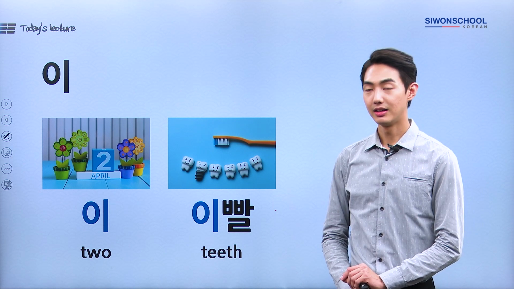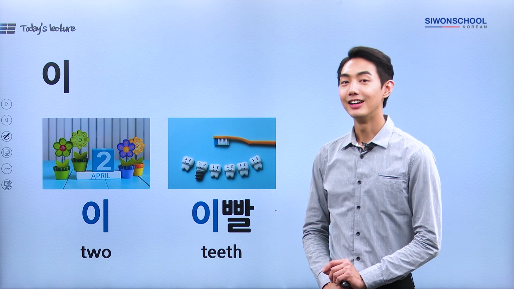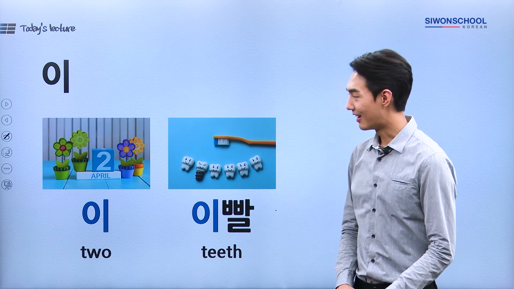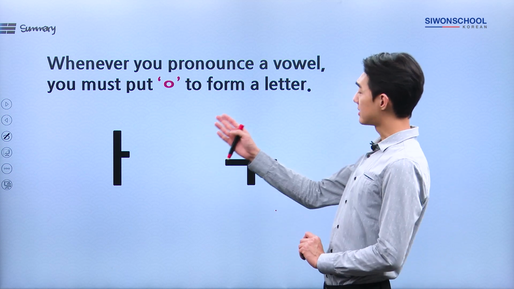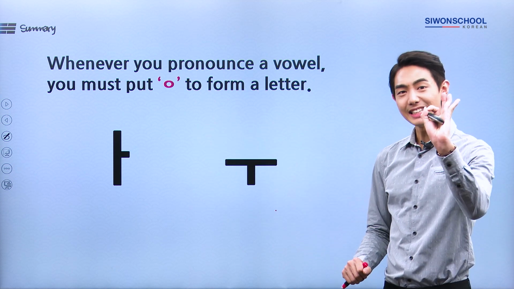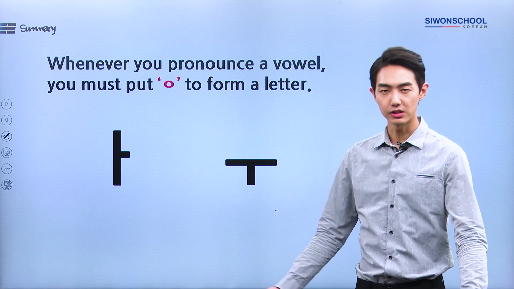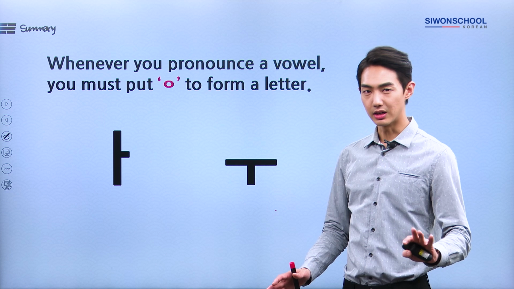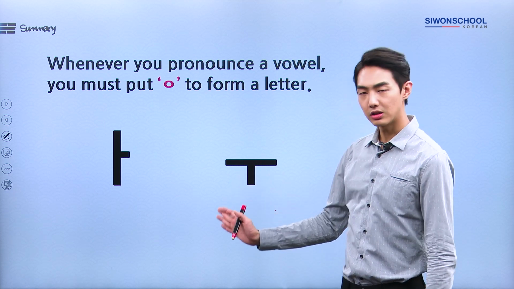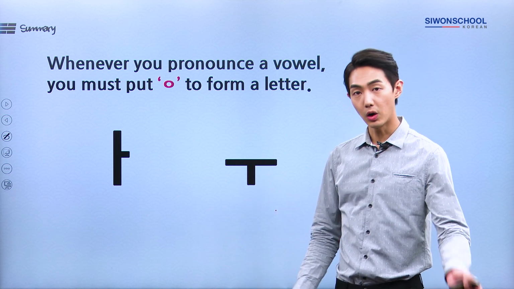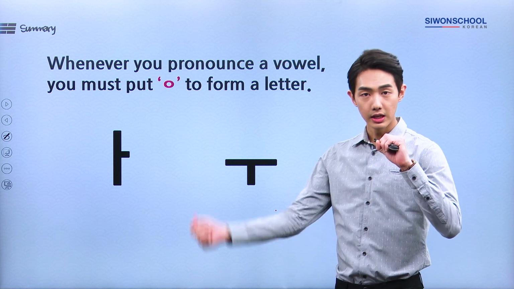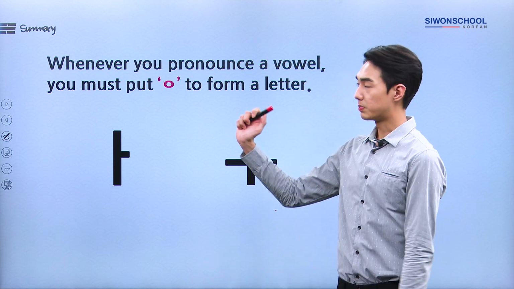이빨. 이. 이. Good job. Whenever you pronounce a vowel, you must put 이응. Why? Because you cannot just put vowels like this. It kind of looks funny too, right? It doesn't look like a letter. Maybe in English it's possible, but in Korean, it always has to have a consonant and a vowel together, so you must put O.